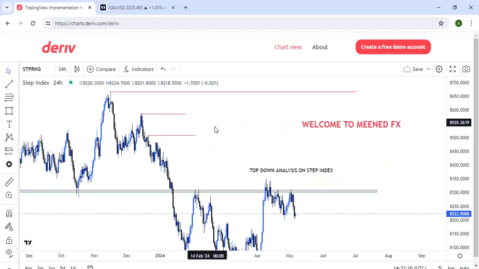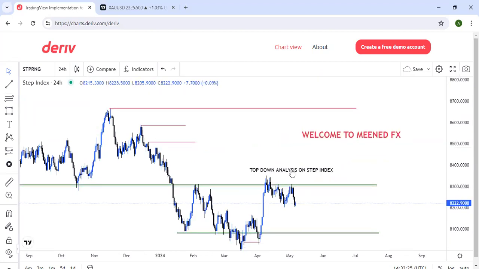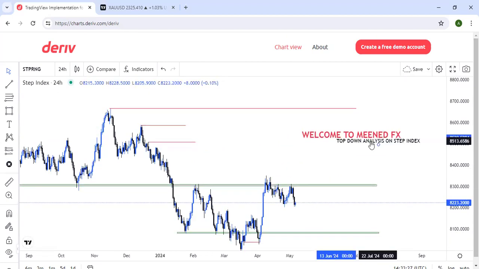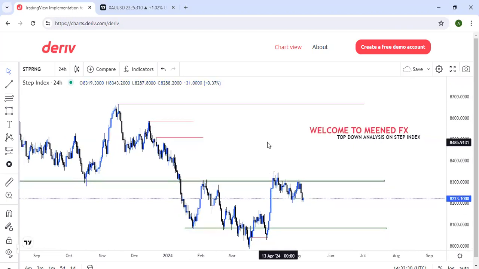So what am I looking out for if I want to do a top-down analysis on a higher time frame? First of all, I want to know on daily where my high and lows are. So this is my high and this is my low. What am I looking at again? What is the phase of the market? The phase of the market is retracement, because it's pushing back to the upside.